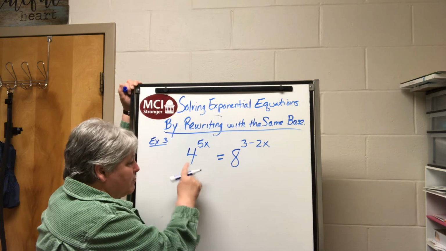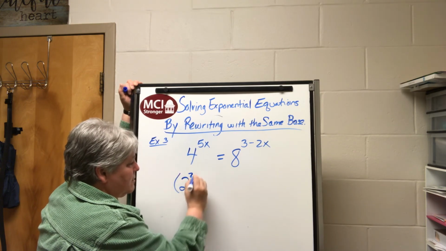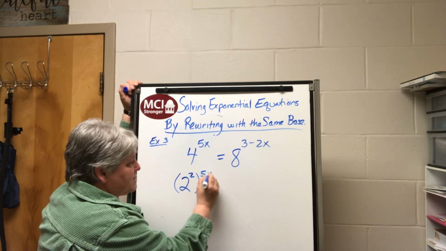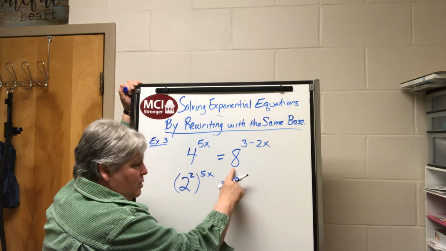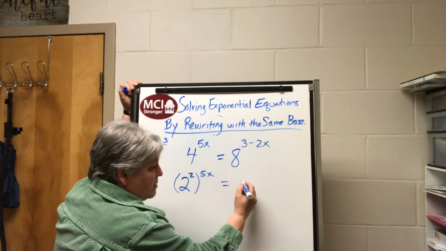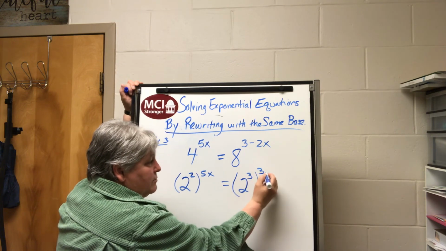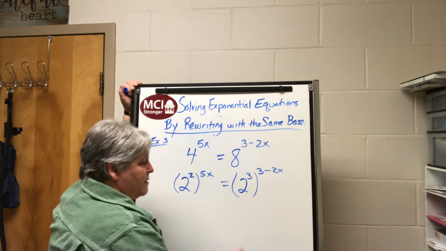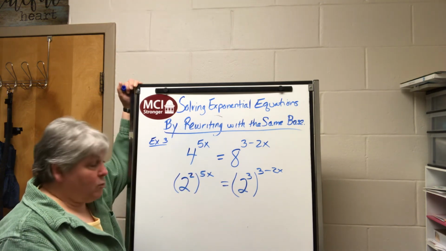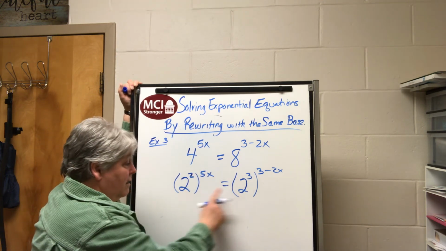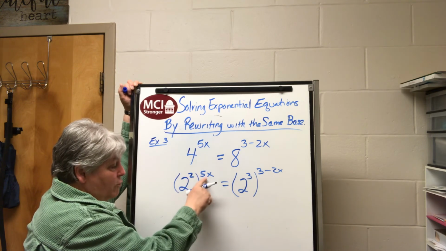So unlike the last problem where I kept one of them as 2 to some power, this one, I think I know a way to write this as 2 to the 2nd. So I'm replacing this 4 with 2 to a power. And I know, just like last time, that 8 can be written as 2 to the 3rd. So can you see that I replaced the 4 and the 8 this time, both of them, with the same base?